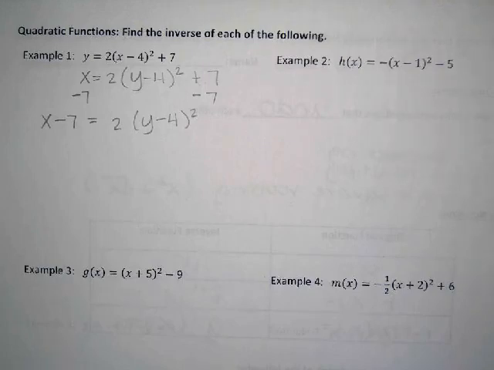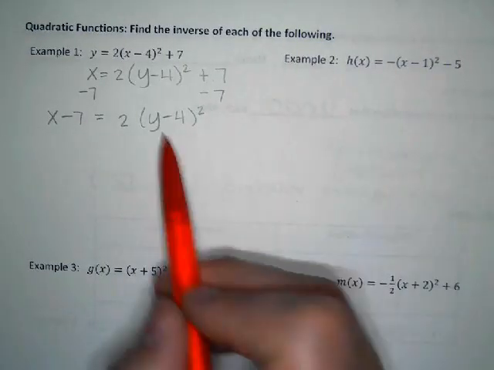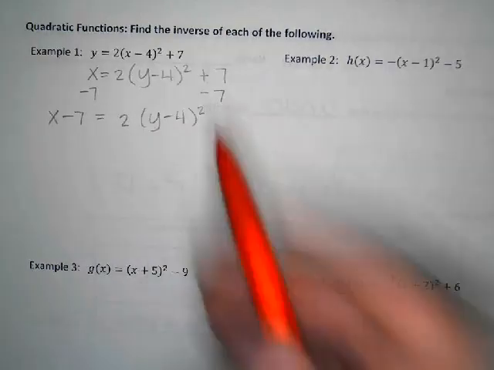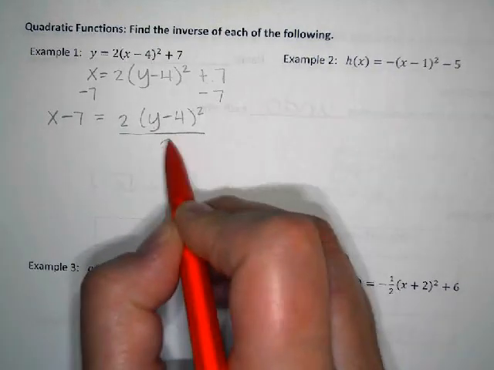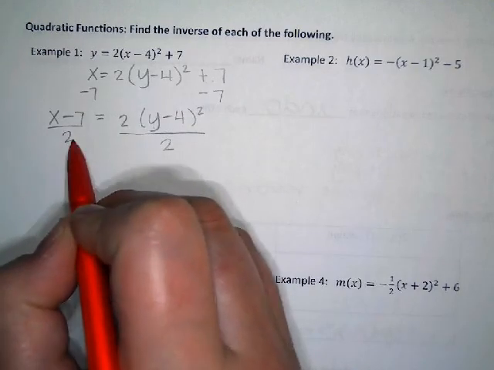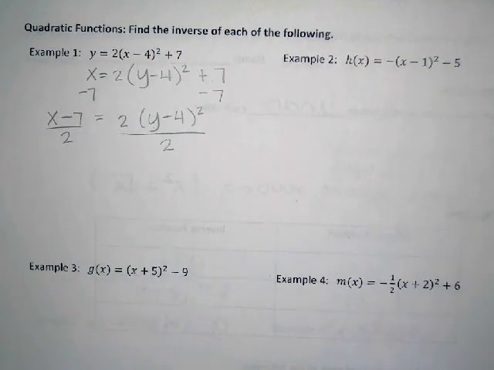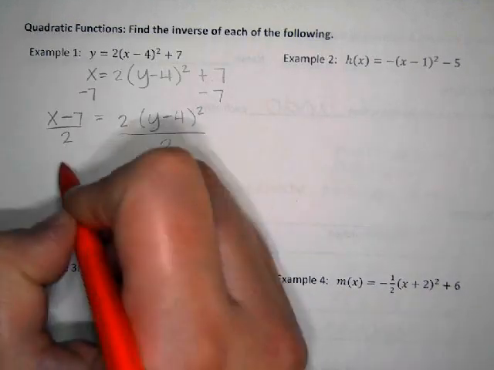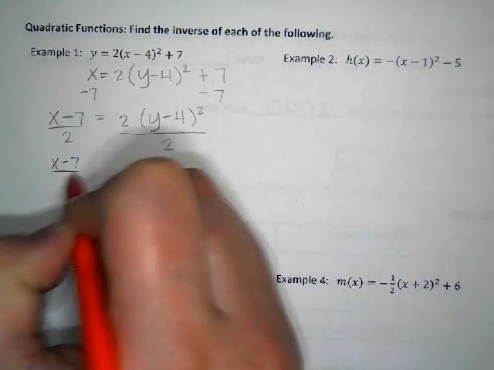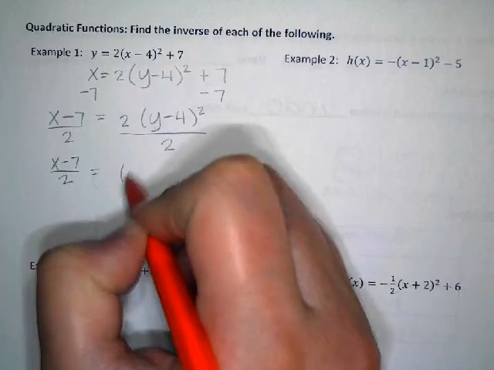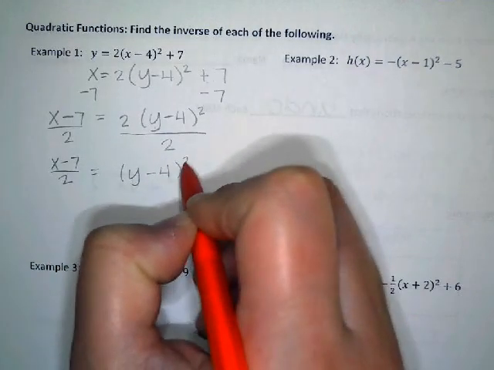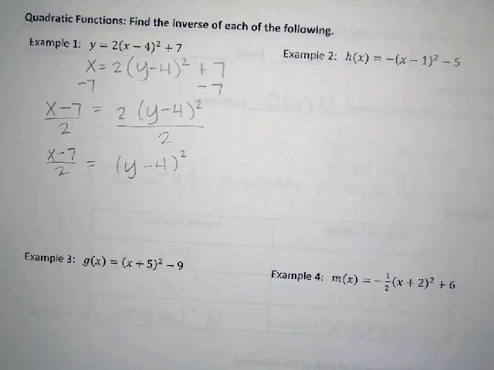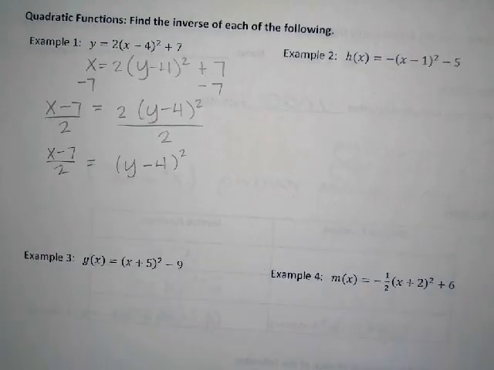Perfect. Okay. Our next step, we're trying to get the y alone. Our next step is going to be to divide. So this is just like yesterday. Divide. So now we have x minus 7 over 2. And if this was a problem from yesterday, we would have been finished. That would have been the whole problem. And then we would say, okay, the notation is y inverse equals the answer. We'd be done. But today, the problems are a little bit more complicated. So we're not done yet.